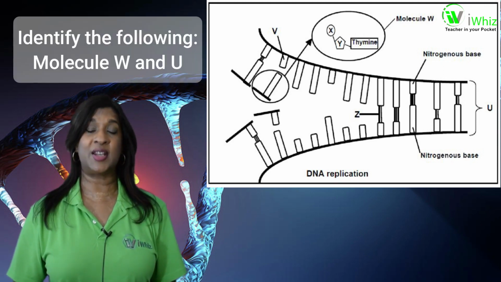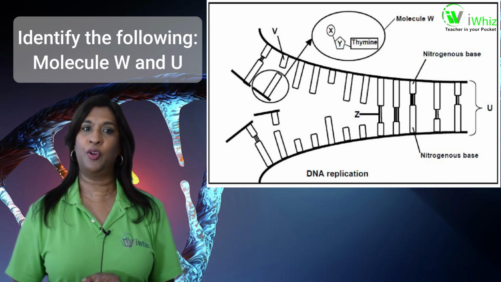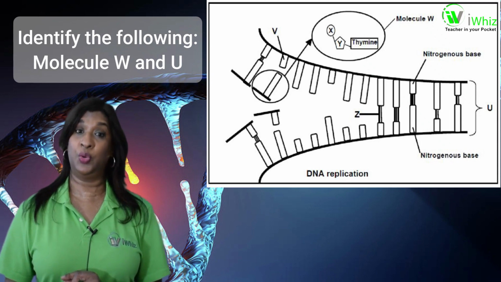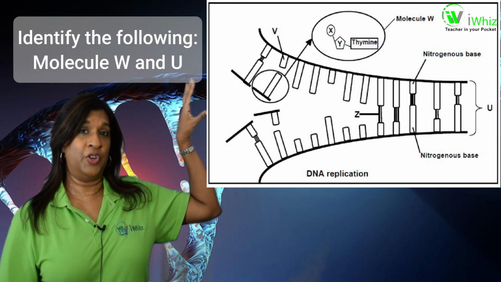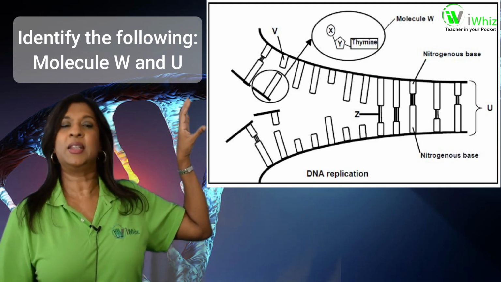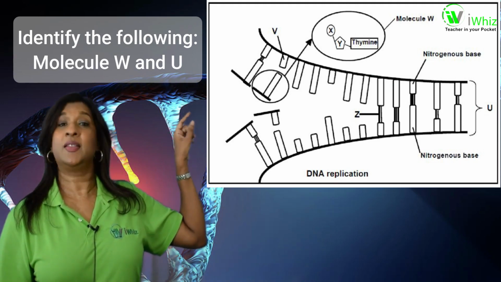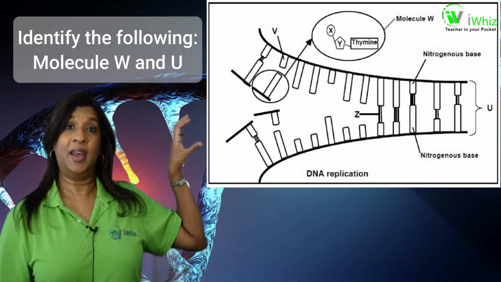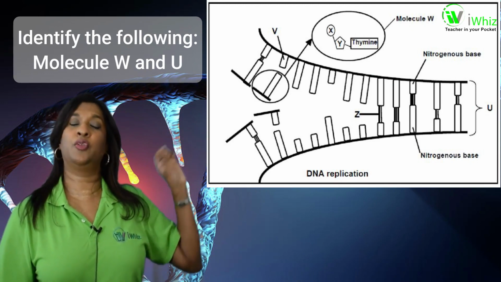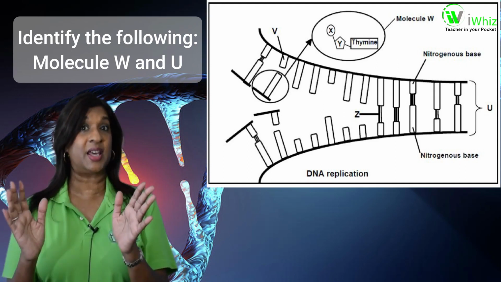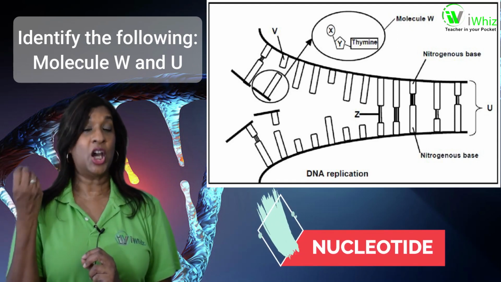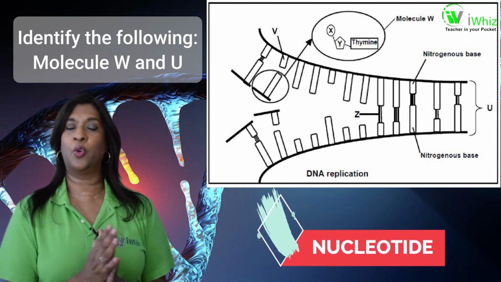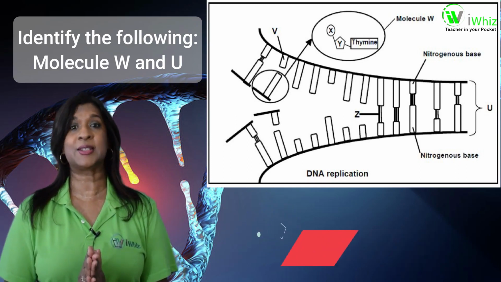So the first question is, identify the following. And it says molecules W and U. So if we look at molecule W, right at the top, you can see it's made up of three parts. There's the X in a circle, there's a Y in a pentagon, and then in a rectangle, you've got the word thymine. So what is that collectively? That's a nucleotide, which we know is a monomer of all nucleic acids, right?